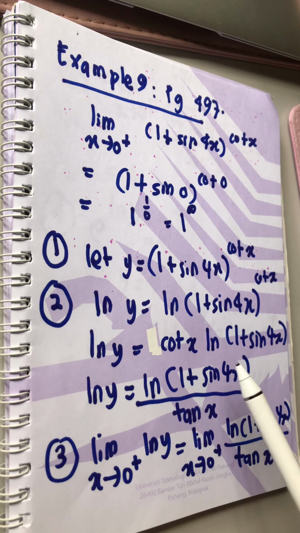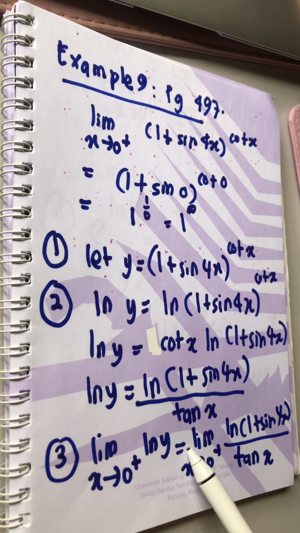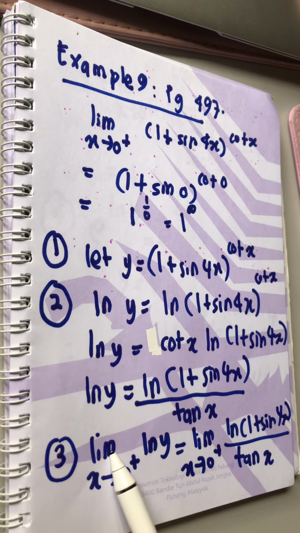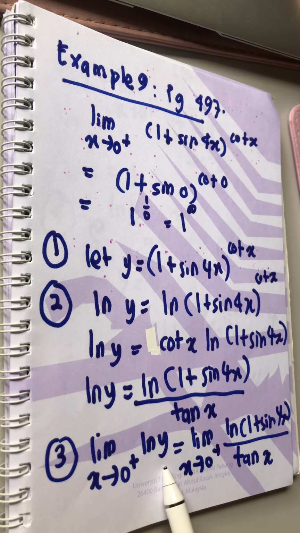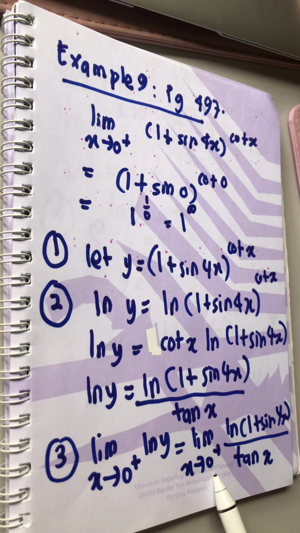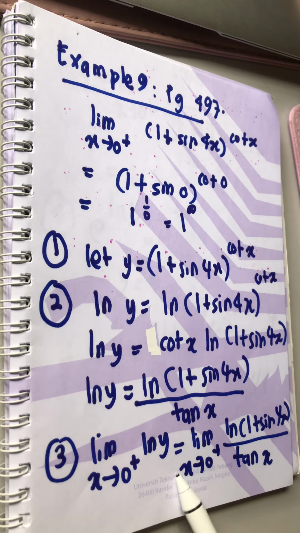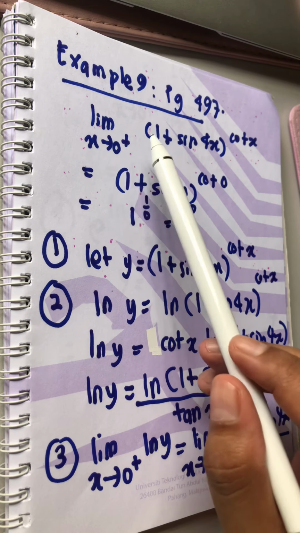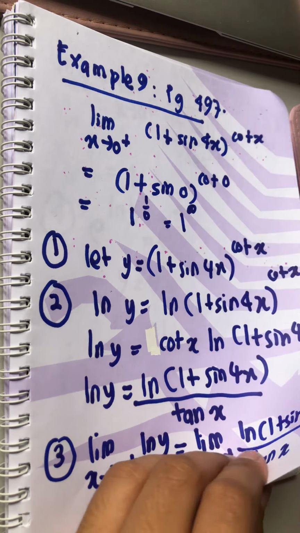Alright, so then you know that cotangent x is equal to 1 over tangent, so divide by tangent. Okay, step number 3. You need to put the limit on both sides of the function. So the limit as x approaches 0 positive of ln y is equal to the limit as x approaches 0 positive of ln(1 plus sine 4x) over tangent x. Where you find the limit here is the question. The question is the limit as x approaches 0 positive, so you need to follow the question. Okay, next steps.